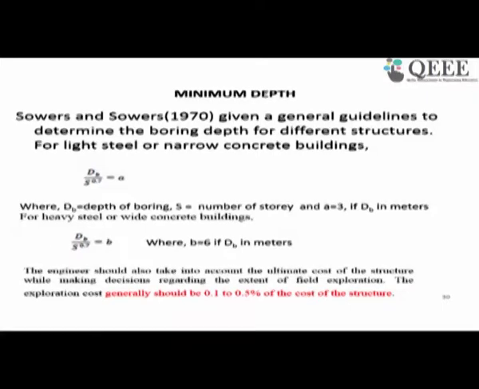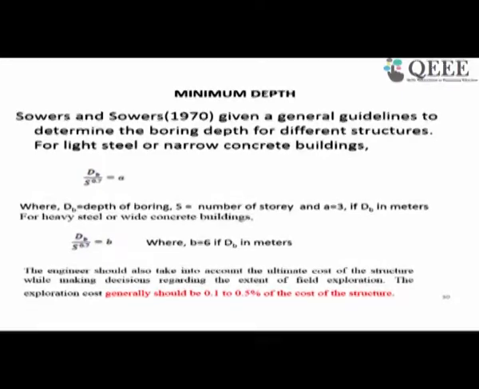There have been some investigations by various researchers, and they came out with some relationships. For example, Sowers and Sowers gave some relationships to find the depth of boring. For light steel structures, you can use this equation: d_B divided by s to the power 0.7 equals A, where A is equal to 3 when d_B is in meters. And for heavy steel structures, you can use the bottom equation: d_B divided by s to the power 0.7 equals B, where B equals 6 when d_B is in meters.